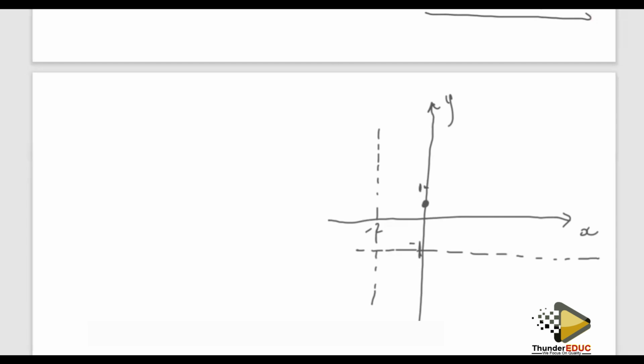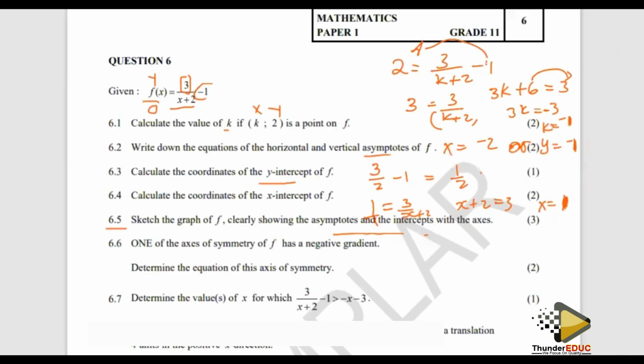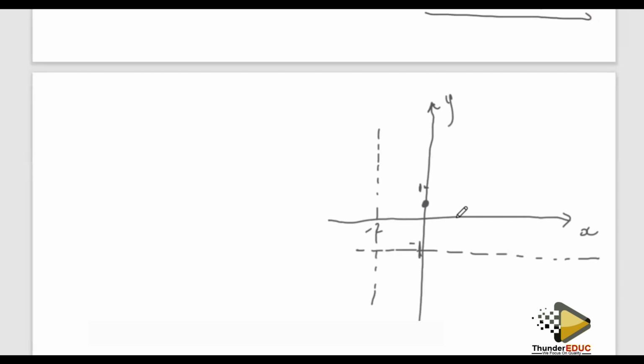Okay. And then this x is a 1, y is a 0. So 1 can be just somewhere there, doesn't matter. So just sketch a graph that passes through those points and moves towards your asymptotes. It should just look like a hyperbola. And then this other one doesn't have any coordinates.